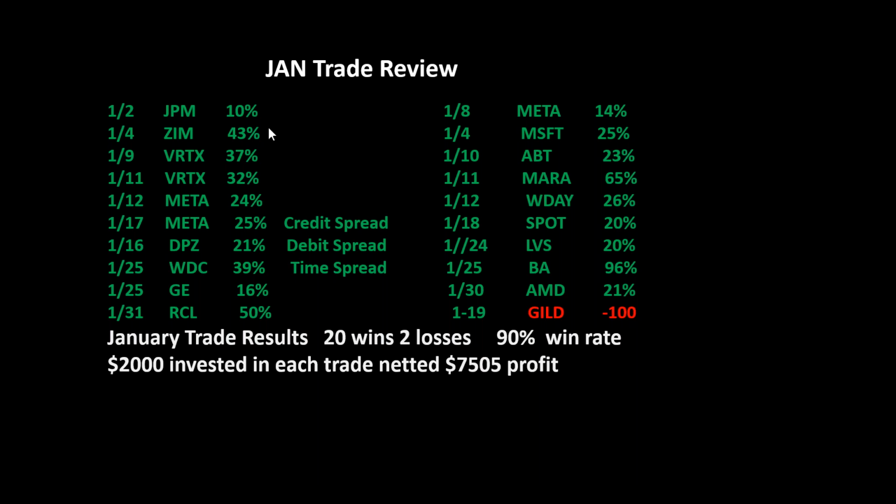So this is what you're going to see. You're going to see wins of 10%, 43%, 37%. These are typically what you're going to see in your alert service and in the room. You're going to see wins from 15 to maybe 50%, 60% sometimes. This was 65 on Mara. We did have 96 on Boeing. This was a pretty nice trade.